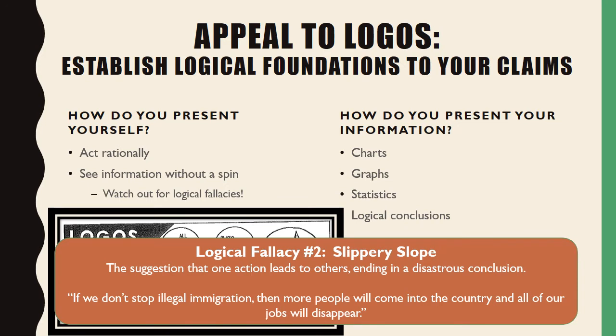Second logical fallacy is the slippery slope logical fallacy, and that's the suggestion that one action leads to other actions which end in a disastrous conclusion. So a lot of people give in to this slippery slope. If you don't do this, then this other thing will happen, and pretty soon the world is going to come to an end. That's a slippery slope logical fallacy, and people don't respond well to that.